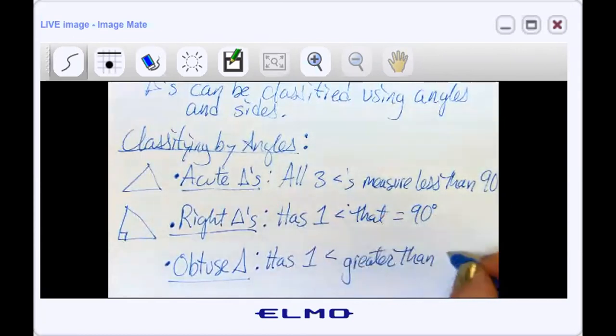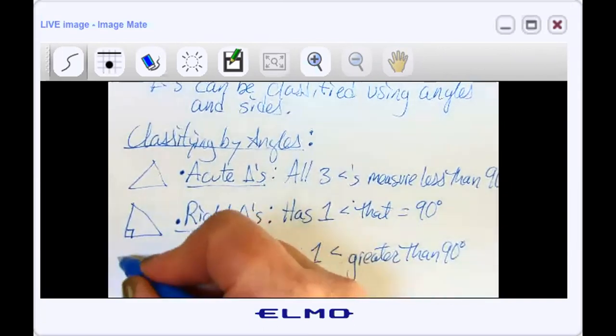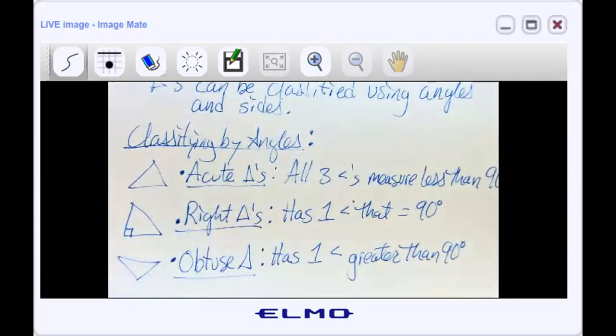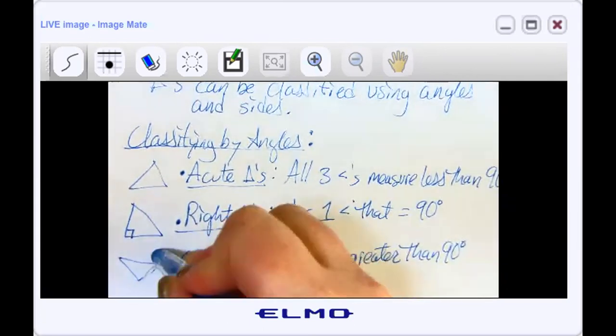So I want to actually take a look at that real quick. So let's just draw an obtuse triangle. Might look something like that. Where you have, let me do that again. I'm going to make it even bigger.